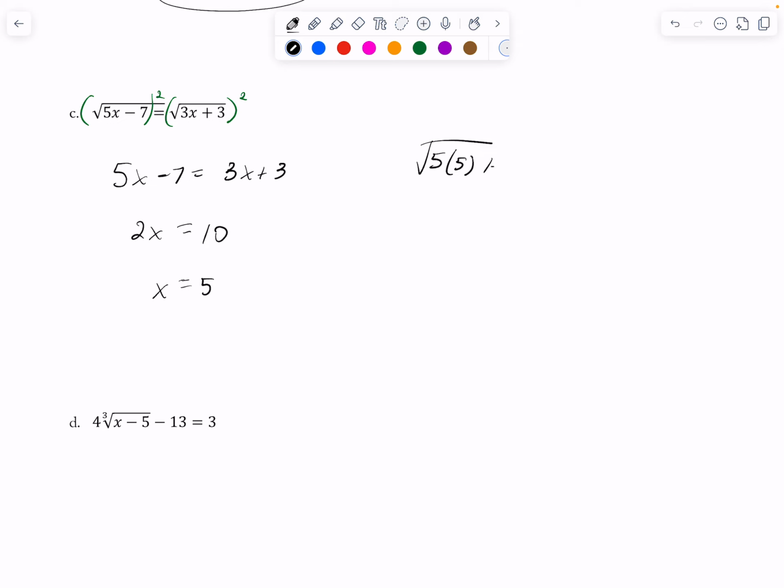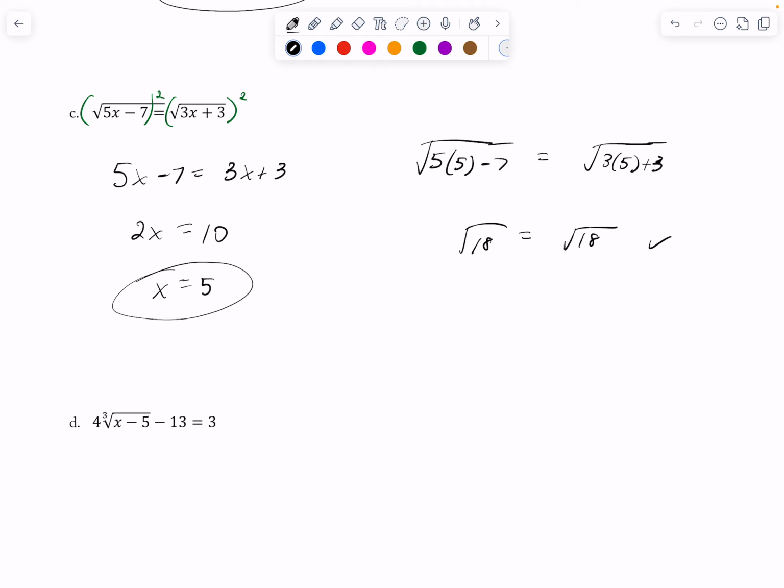Oops, not plus, that's minus. This one is going to be the addition. Okay, so this will be 25 minus 7 is the square root of 18. 15 plus 3 is also the square root of 18. If you wanted to reduce it, you could. No reason to, right? Just want to make sure that they are the same, which they are.